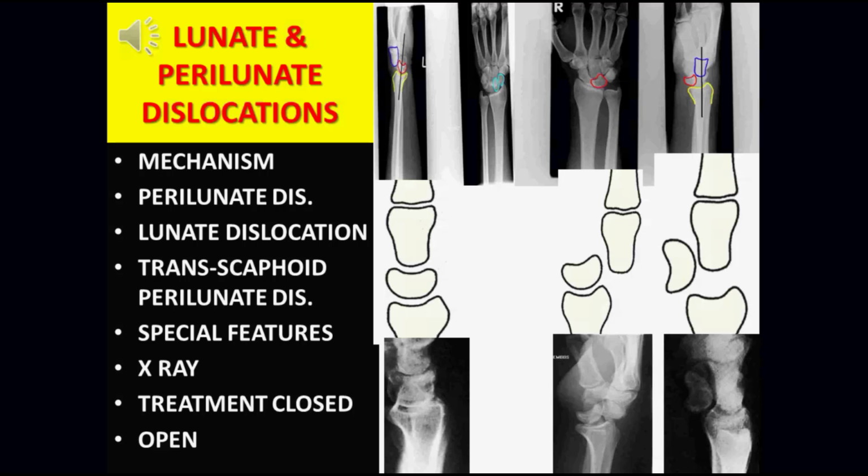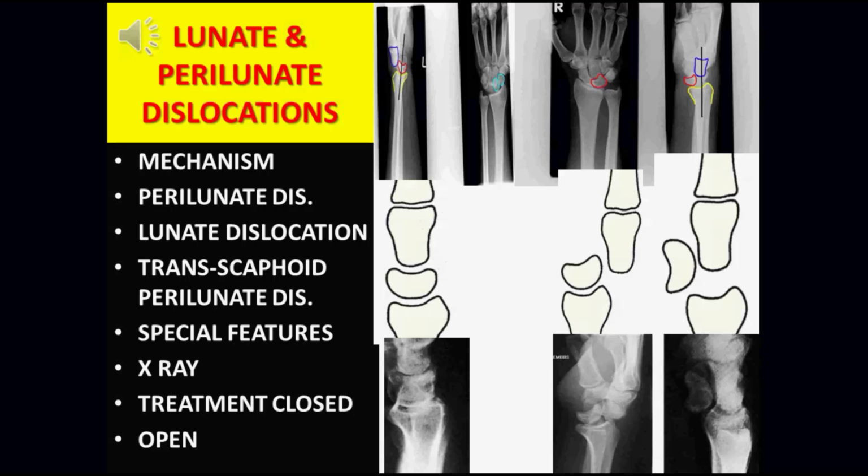Lunate and perilunate dislocation. A fall with the hand forced into dorsiflexion may tear the tough ligaments that normally bind the carpal bones. The lunate usually remains attached to the radius, and the rest of the carpus is displaced backward. This is called perilunate dislocation. The lunate is still attached to the radius, but the other carpal bones are dislocated.